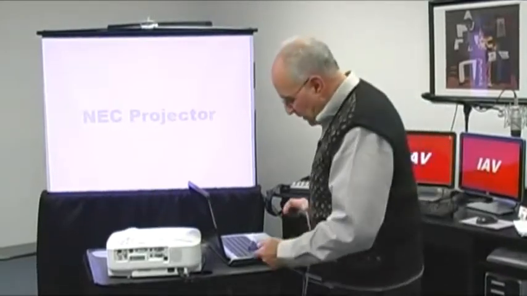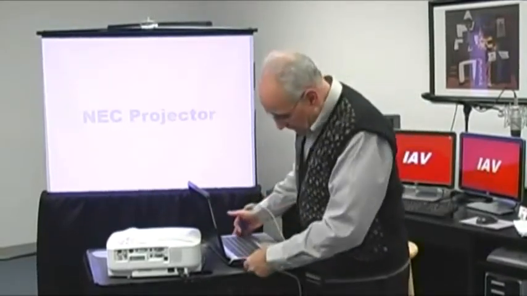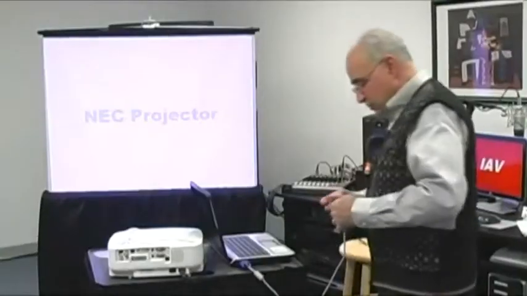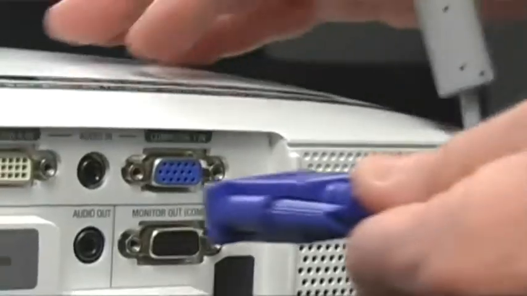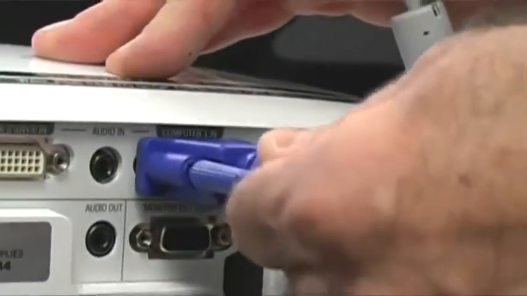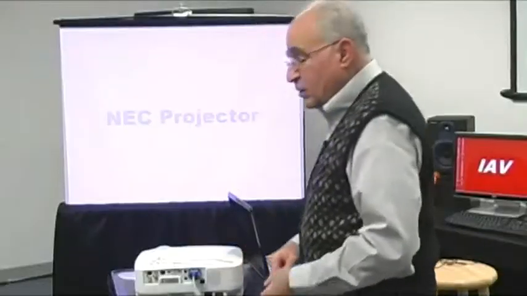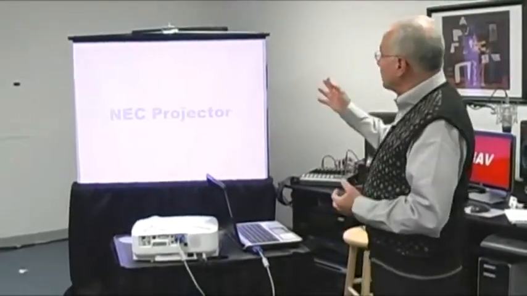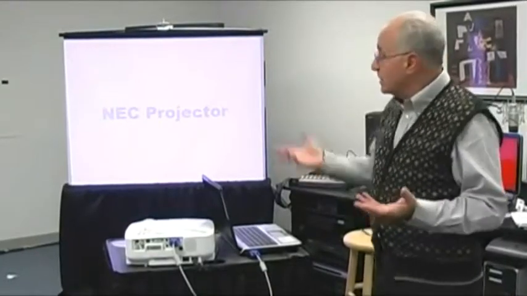So let's take the cables and start here. We're going to plug one end into the computer, which is our output, and the other end, which is our input, into the projector. What we're looking for is something that says either RGB in or computer in. Once the cables are connected, you should see an image up there from your laptop. In this case, we don't.